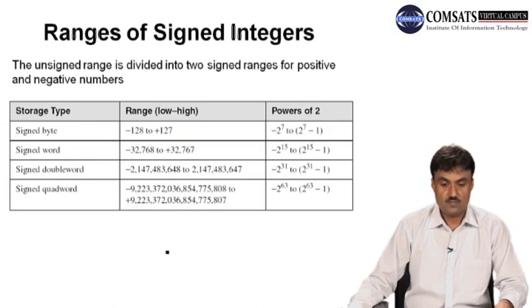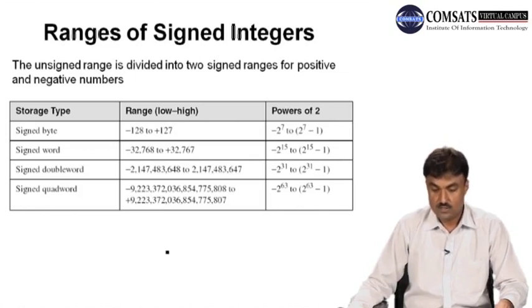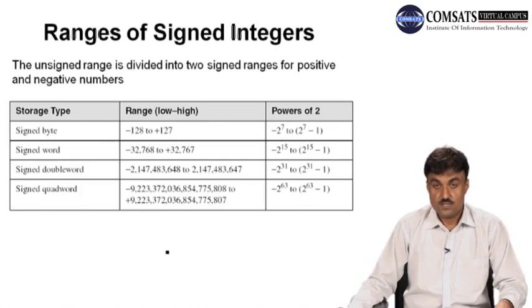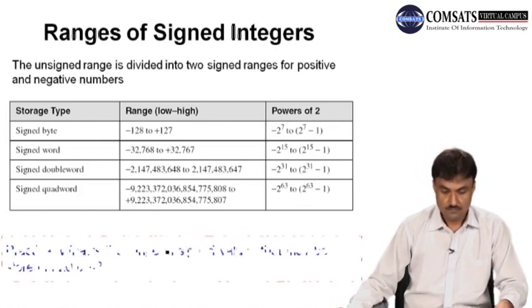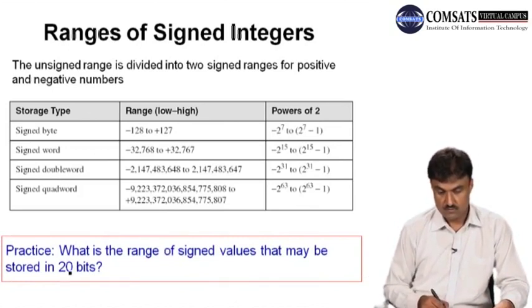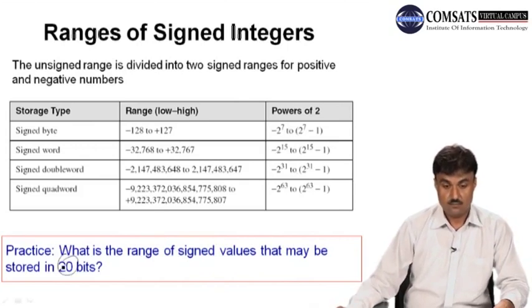These are the ranges of the signed integers. A signed byte ranges from -128 to +127. A signed word has a range from -2^15 to 2^15-1. For a signed double word, the range is -2^31 to 2^31-1, and for the signed quad word, it ranges from -2^63 to 2^63-1.